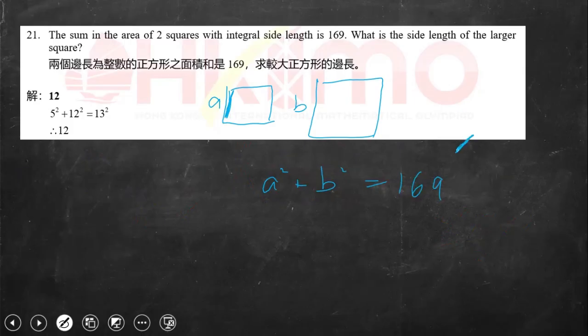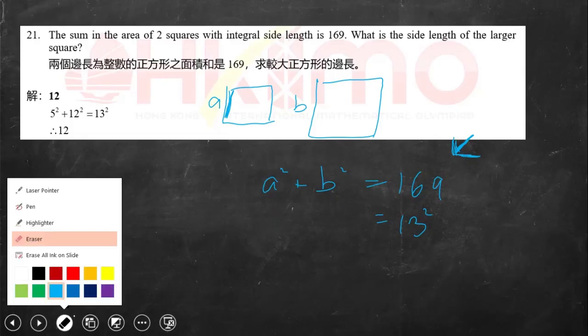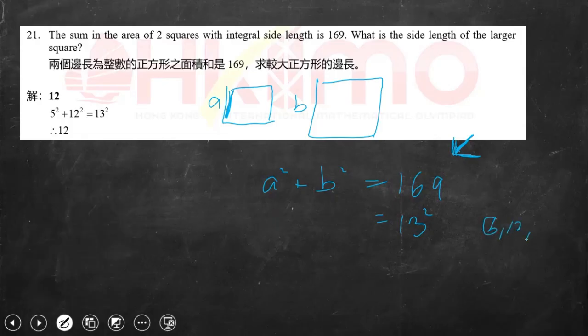If you look at this equation, it's like the Pythagorean theorem, right? So notice also that 169 is 13 squared. And 13 is a part of a Pythagorean triple, which is 5, 12, and 13. So knowing that, the side length of the larger square is going to be, of course, 12.